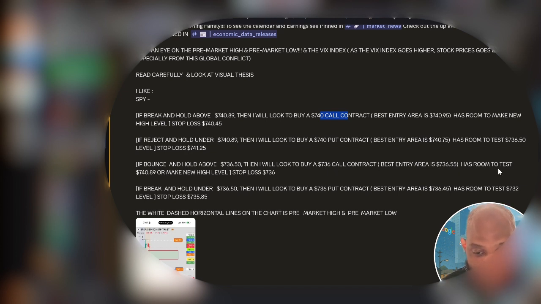And it told you it had room to test 740.89 or make new highs, and your stop loss was 736. So it told you if it bounced above 736.50 and held, go buy a 736 call contract. You get in at 736.55 because it held above 736.50. So that was spot on.